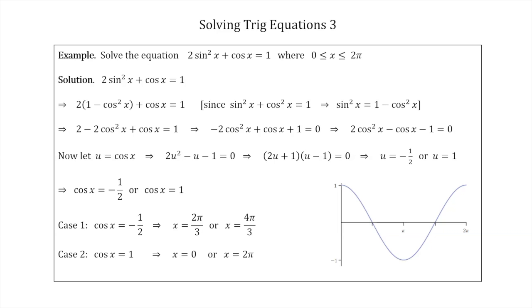But if we look at our range, we only want answers in the range 0 to 2 pi inclusively, so 0 and 2 pi are the only two solutions. Anything else would be outside of the range. So these are our 4 final solutions.